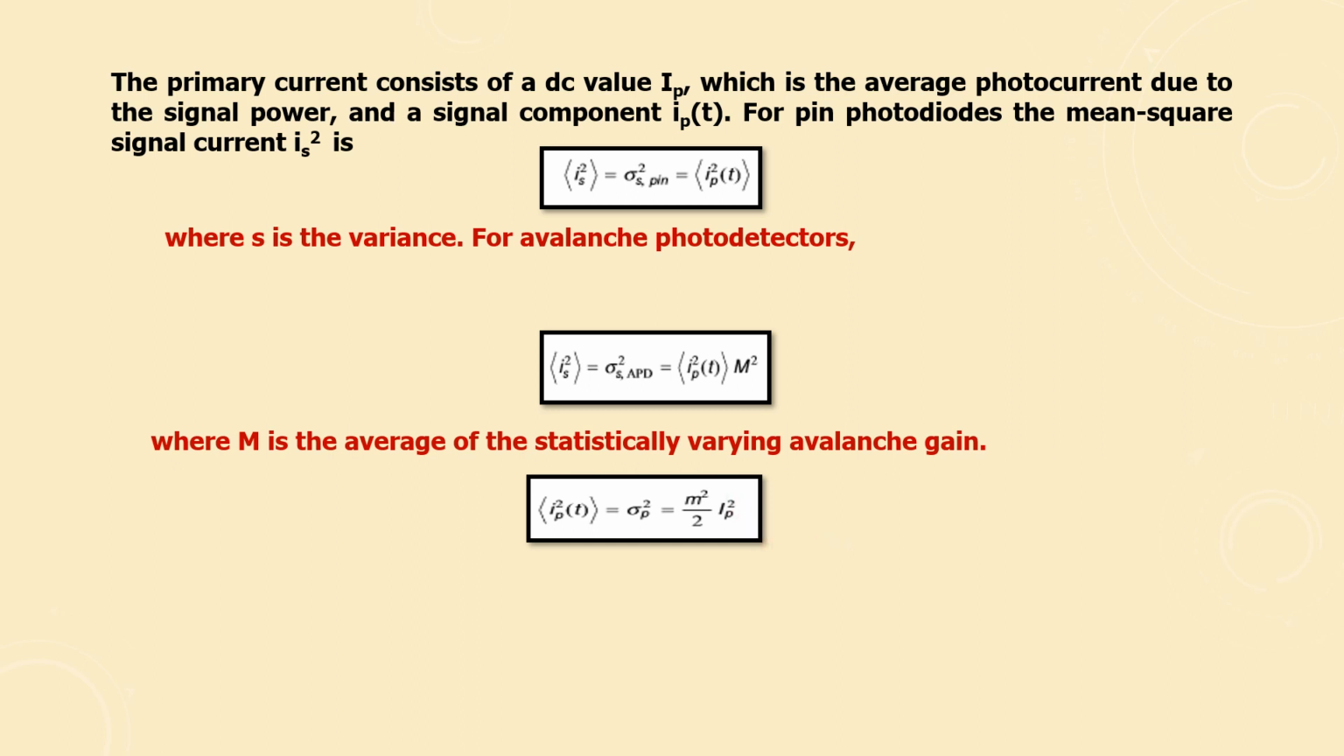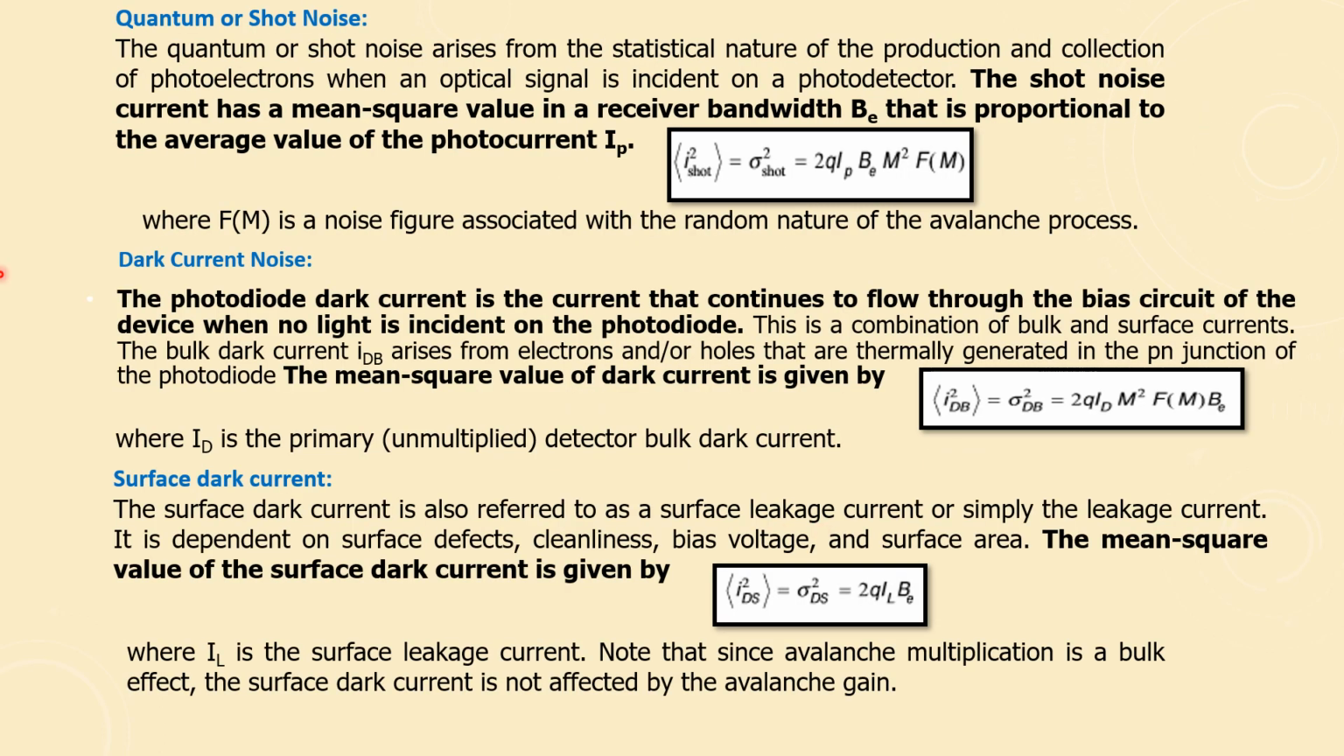Now this is the primary parameter that can be used to find out the remaining signal powers due to the types of noises. First comes quantum or shot noise. As we know, quantum or shot noise is mainly due to the photodetector circuit. It mainly arises from the statistical nature of production and collection of photoelectrons when an optical signal is incident on a photodetector.